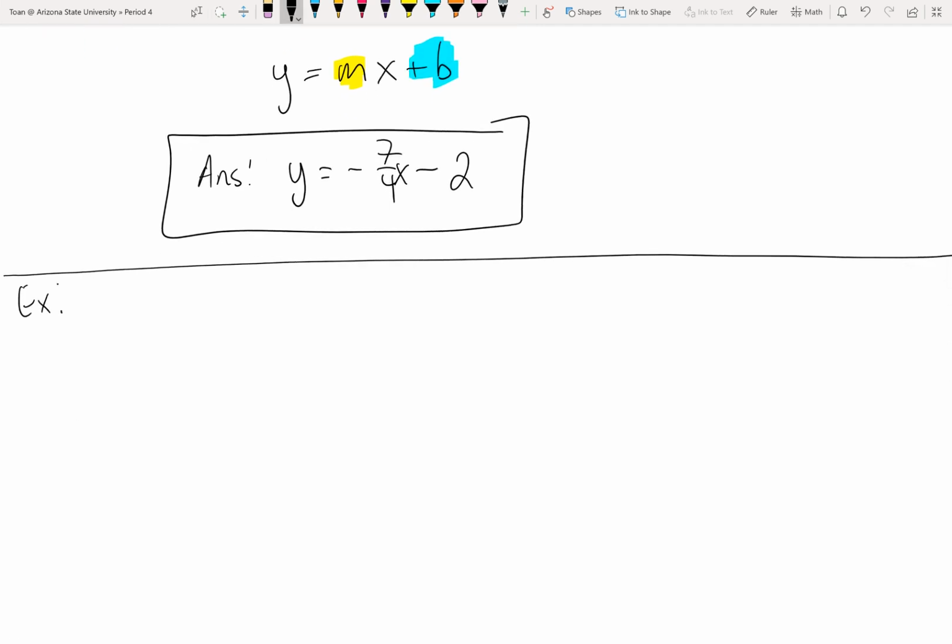I'm also lazy, guys. Every single instruction on these examples will be write an equation of a line that blah, blah, blah. I'm not going to be writing it over and over again. That just means it's the same instructions. So, write an equation of a line that has a slope of -1/2 and goes through (4, -3).